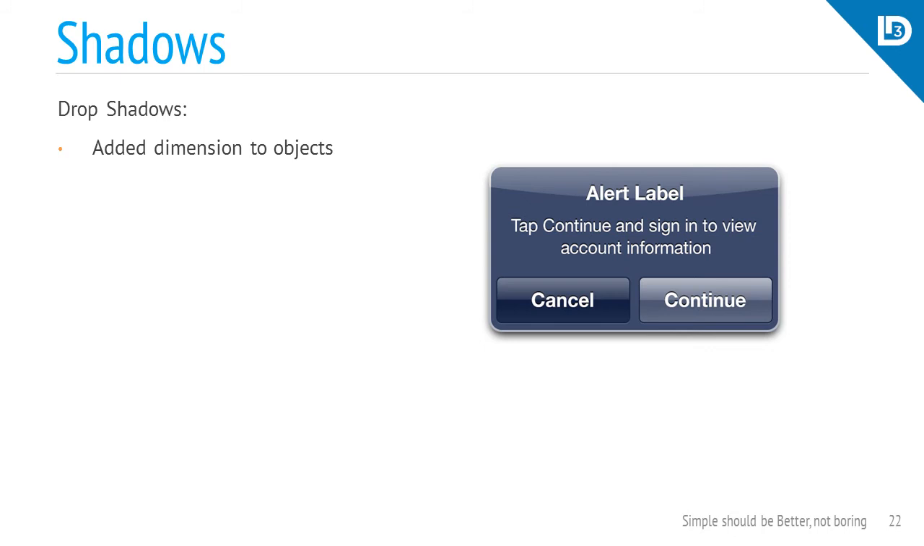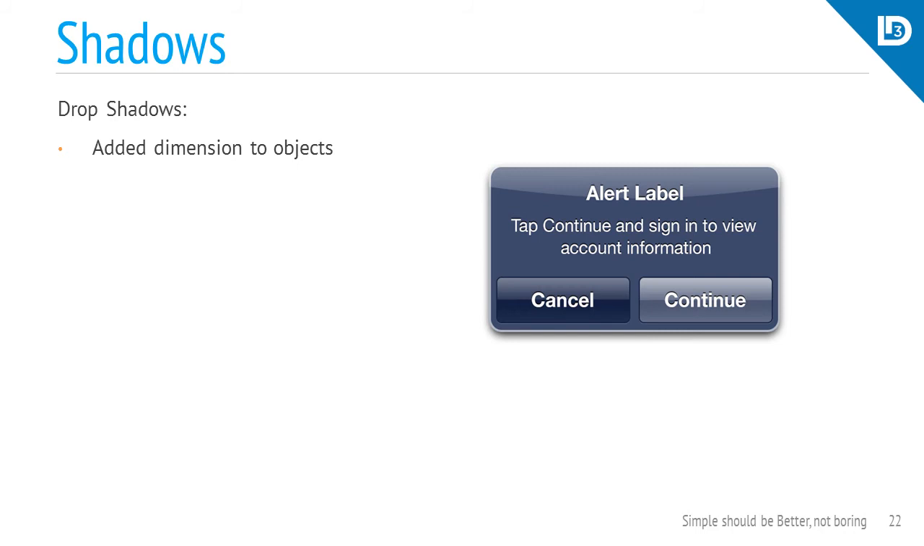The previous design trend that I want to look at is shadows. Drop shadows were used pretty heavily prior to the flat design trend. Drop shadows like this one. This is an example from the alert from iOS. What it did is it would add dimension to objects. It would make it feel like it was lifted off the page. This creates a huge impact, so it actually feels like it's really three-dimensional.